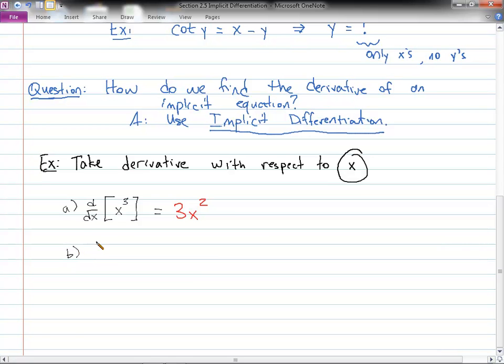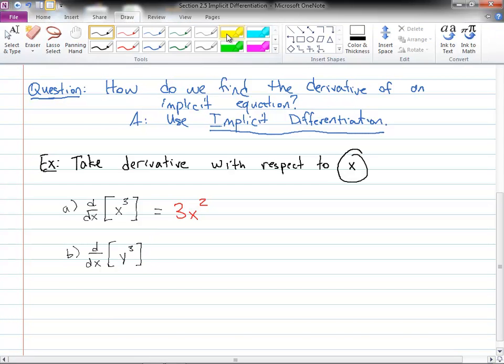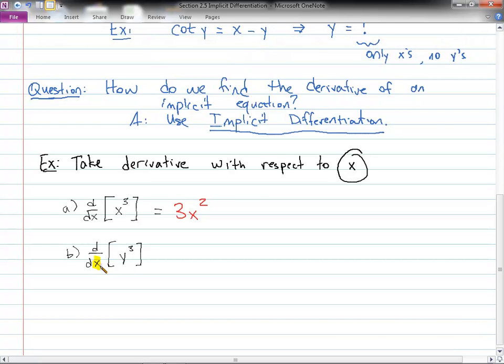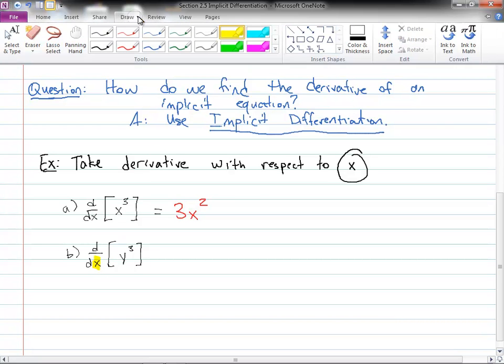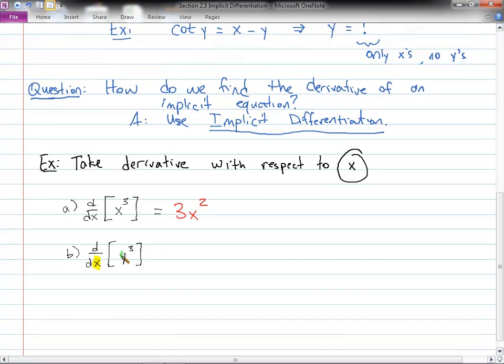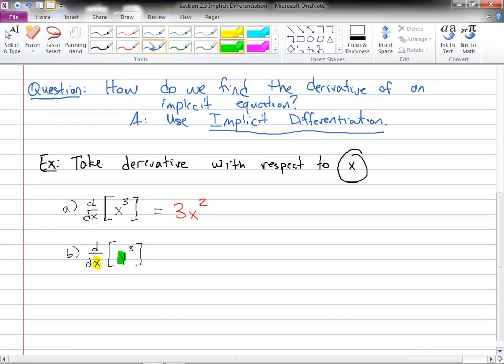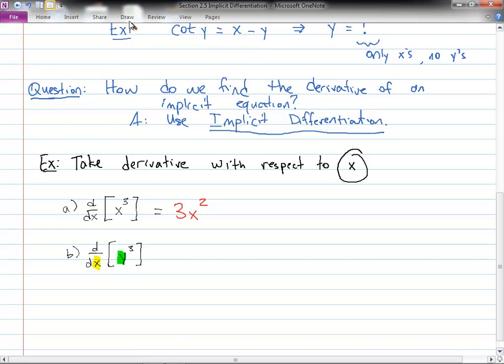What if I say take d dx, notice again, the emphasis on taking the derivative with respect to x of y cubed? Notice now we're taking the derivative with respect to x, but what does the formula depend on? Y. So how do we do that? Well, it goes back to what we just finished covering in our last section, namely the chain rule.